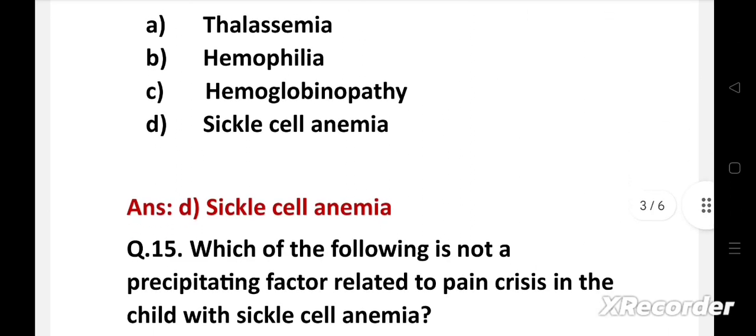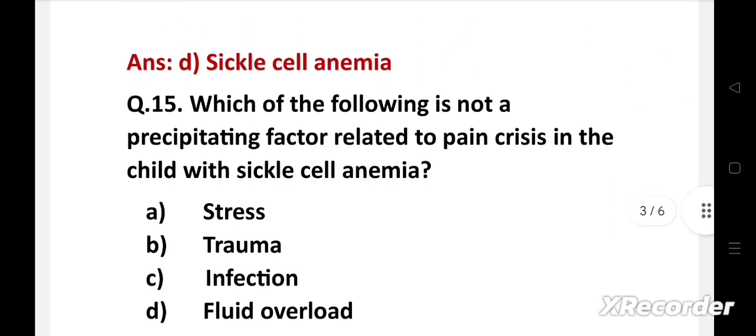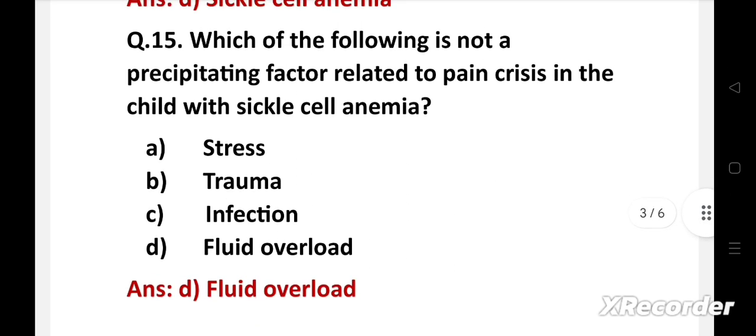Next question. Which of the following is not a precipitating factor related to pain crisis in the child with sickle cell anemia? Option A, stress; B, trauma; C, infection; D, fluid overload. Right answer is option D.